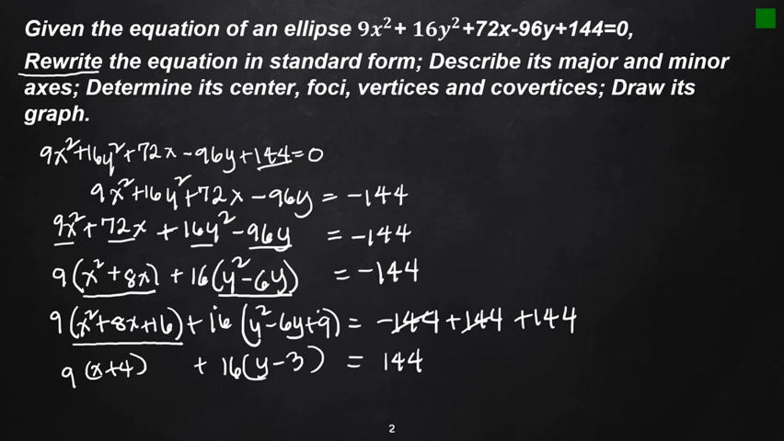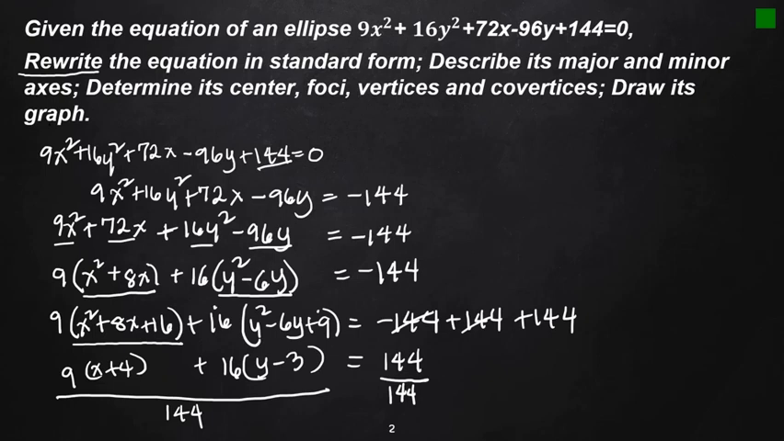So now, the next thing that we're going to do, we are almost there. So, we have to come up with an equation where the right side is just equivalent to 1. So, to be able to come up with that, we just need to divide this by 144 so that we can have 1 at the right side. And because we are dividing the right side of the equation by 144, then we also have to divide the left side by 144.